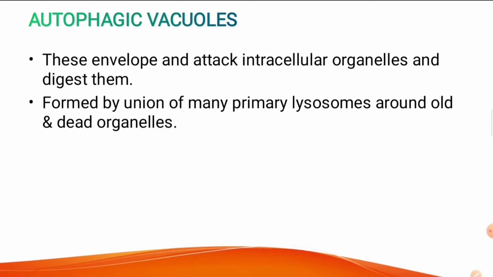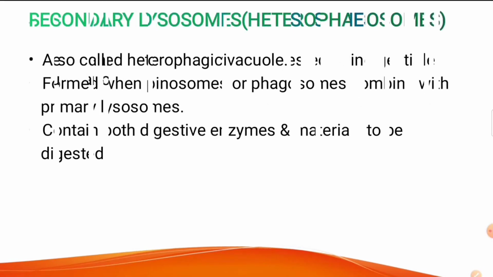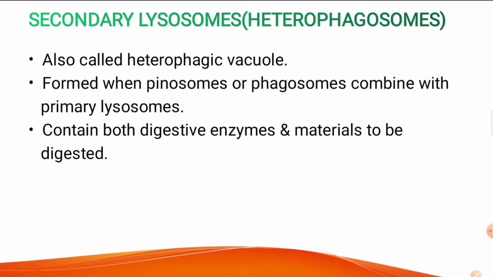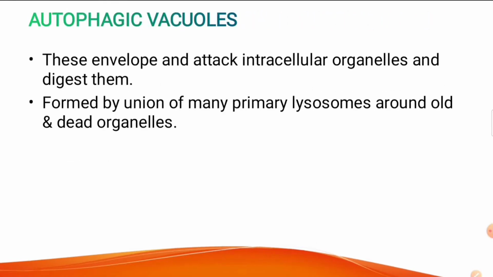Got it? So what are the various types of lysosomes? Lysosomes are of four types, not really types, they occur in four morphologies. That is the reason why we call them polymorphic in nature. Primary, secondary, then residual bodies, and the last one is the autophagic vacuole.